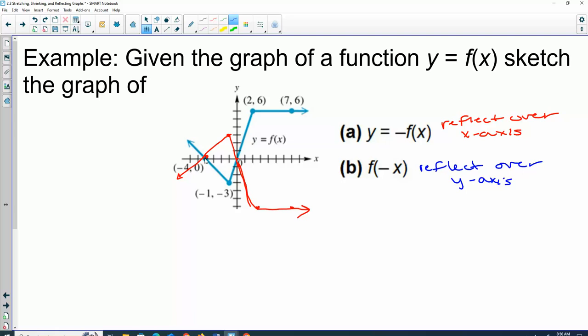So if I'm taking those points on the original, negative 4, 0, go to positive 4, 0. Negative 1, negative 3, go to positive 1, negative 3. 2, 6, go to negative 2, 6. 7, 6, go to negative 7, 6. So we're getting this mirror image on the other side. Any questions about that one?